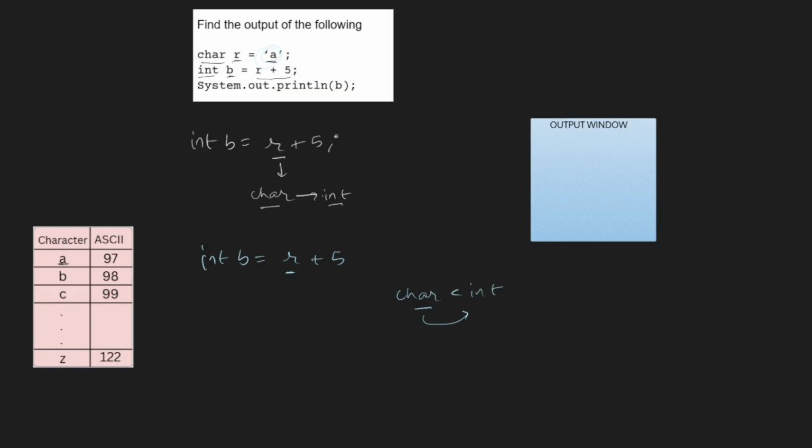If you look at these ASCII values, the integer equivalent of lowercase a is 97. So instead of lowercase a, we can just rewrite this expression as int b is equal to 97 plus 5. 97 plus 5 is just 102. So the actual value of b is going to end up being 102. When we print the value of b on your output window, you're just going to see 102.